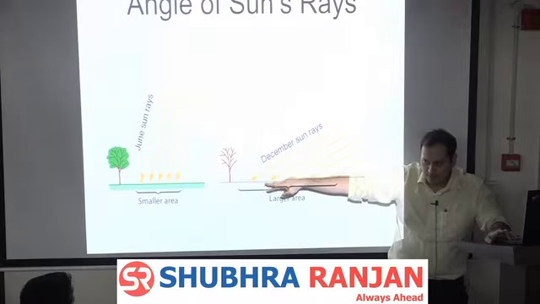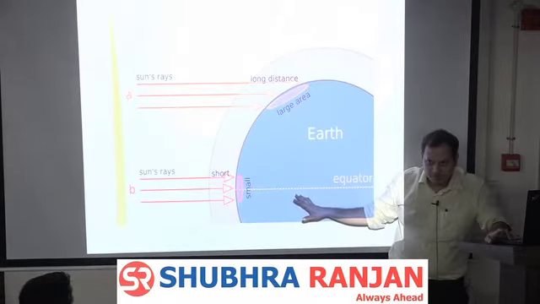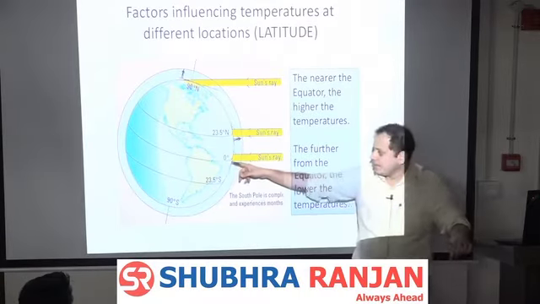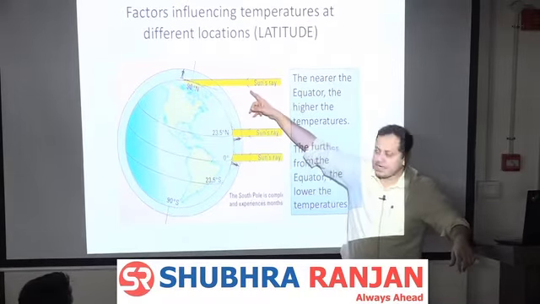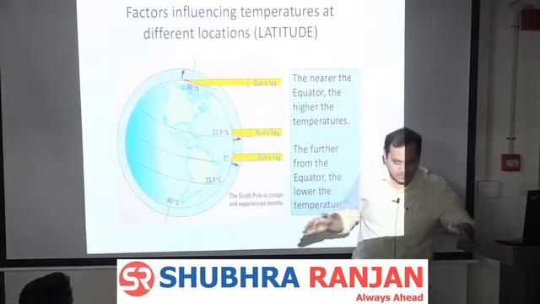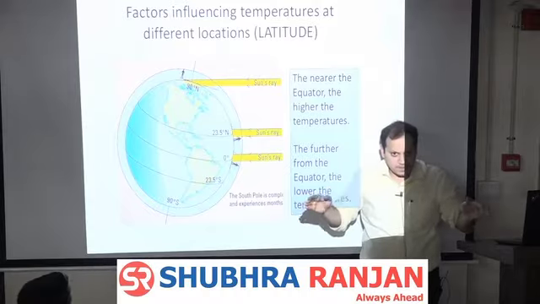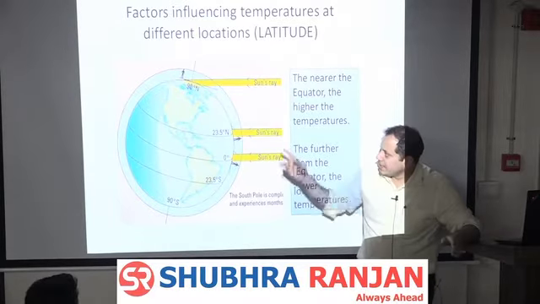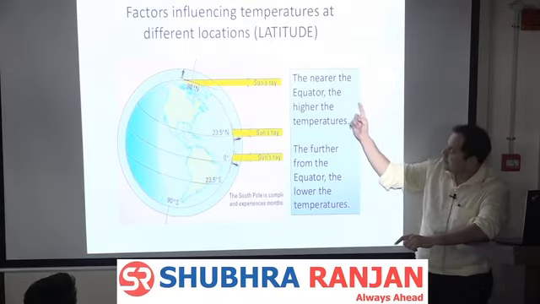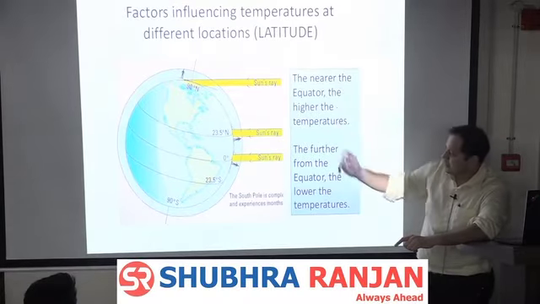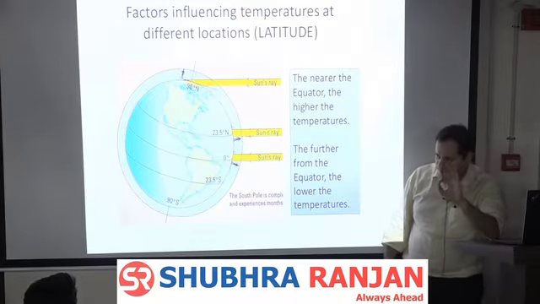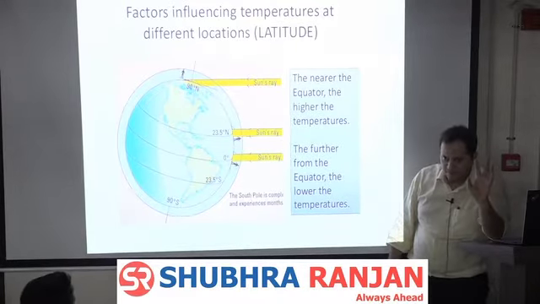Getting it? Any doubts up tak? So can I say as I go from lower latitudes towards the higher latitudes, the sun rays will become more and more inclined? Why? Because the earth is curved. The sun rays will become more and more inclined and therefore the heating factor will be less. The nearer the equator, the higher the temperature. The further away from the equator, the lower the temperature of the earth. Getting it?